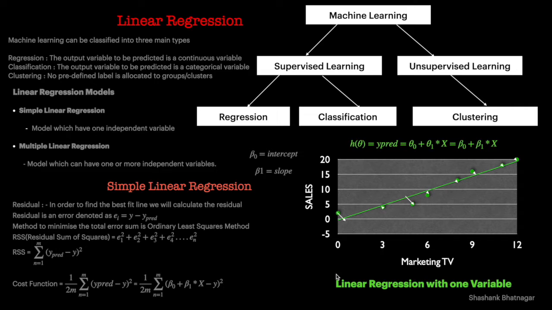Whereas clustering is a kind of unsupervised learning where we don't have any predefined label. So no predefined label is allocated to a group of clusters. In today's session, we will be focusing on linear regression.